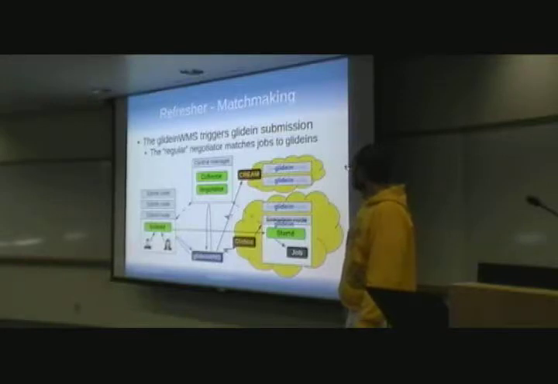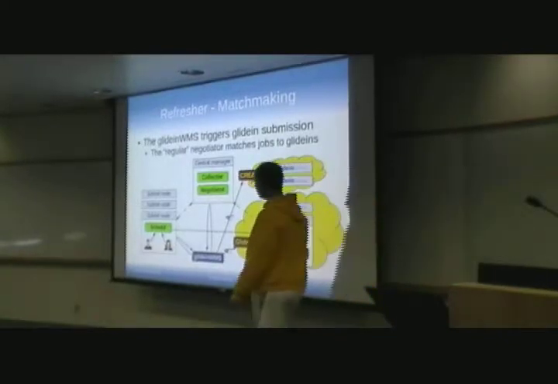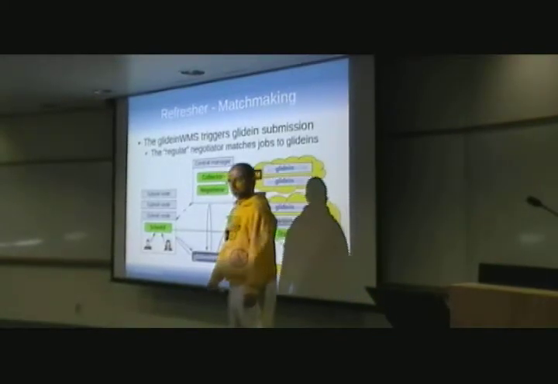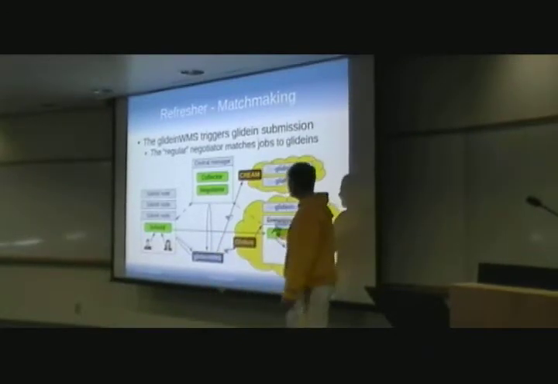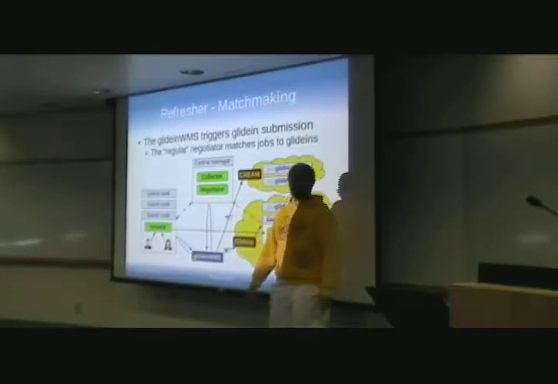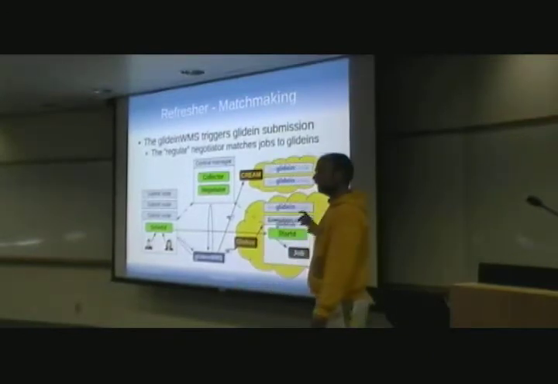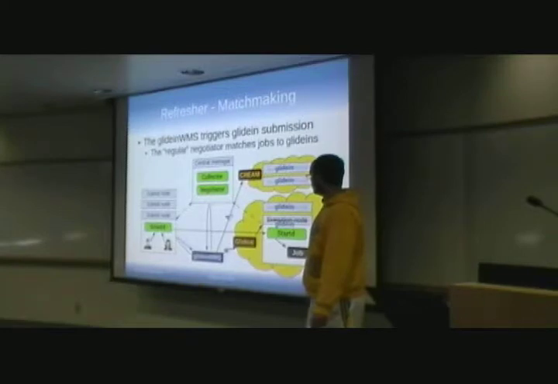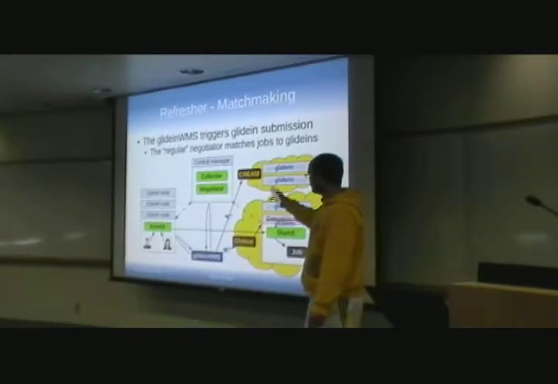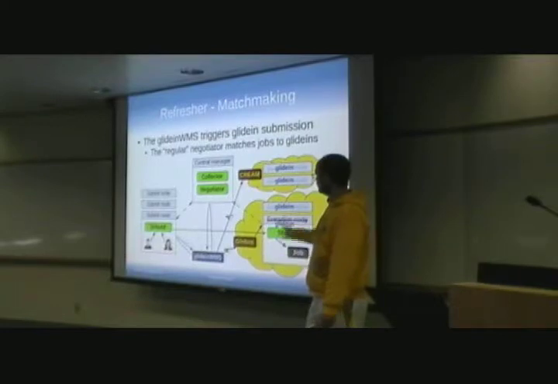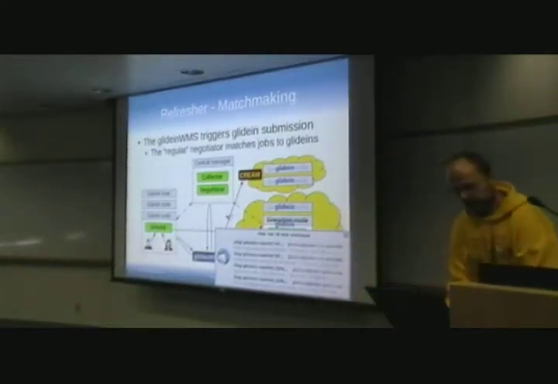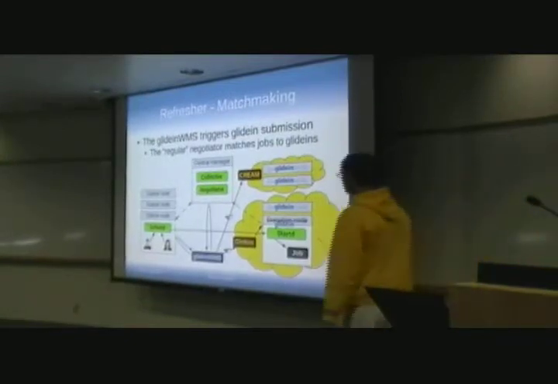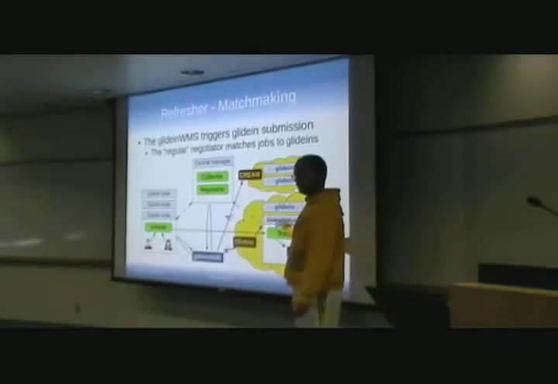And then we have a two-level matchmaking. So the glideinWMS, impersonated by the front end, does the first matchmaking and decides where to send the glideins. But when the glideins do start, it's the negotiator that does the final assignment of jobs to glideins, which has two implications. One, if the two pieces of information are not in sync, you may end up with glideins that never run any job.